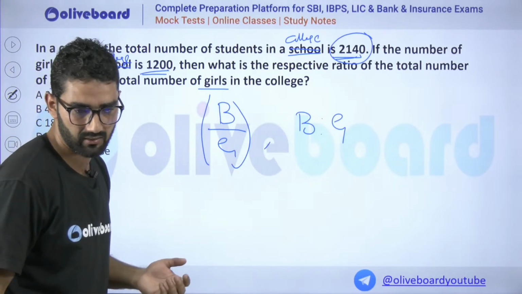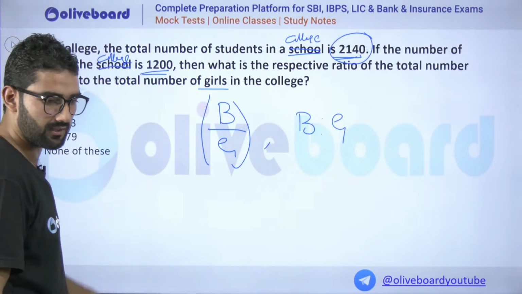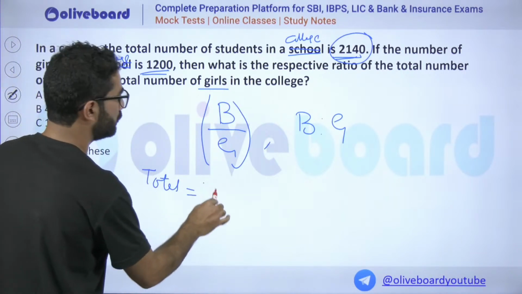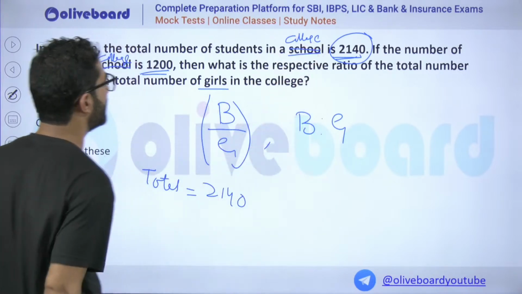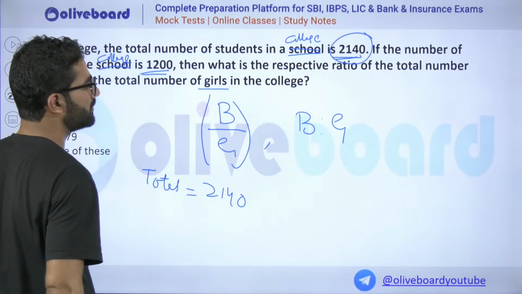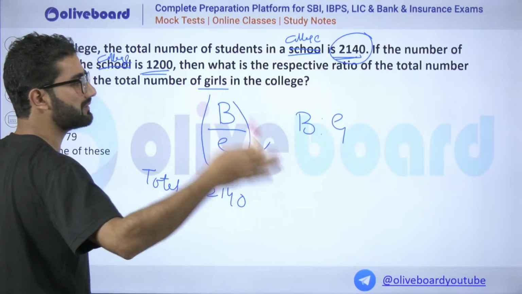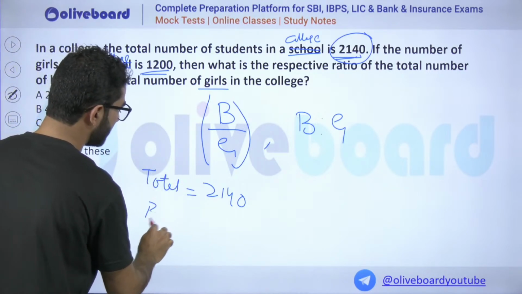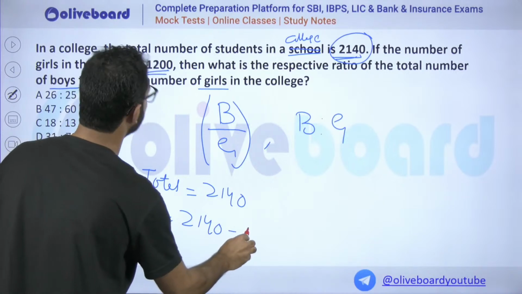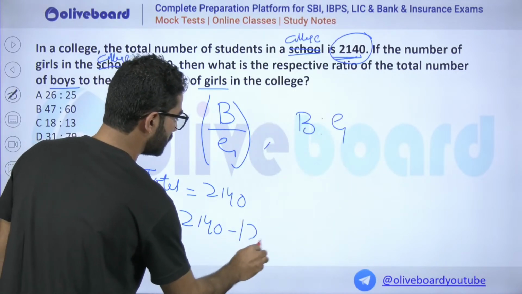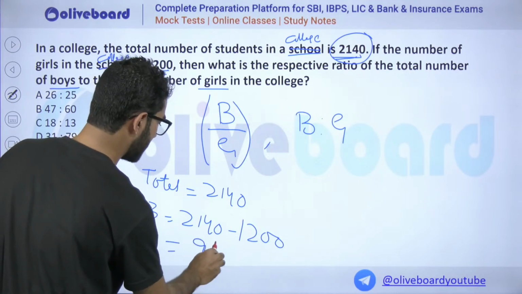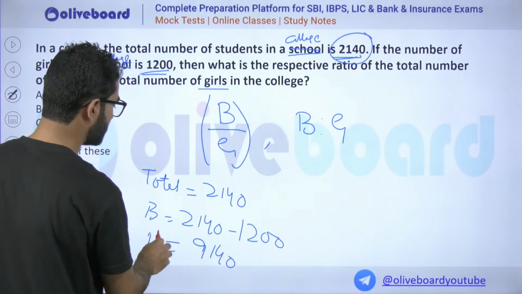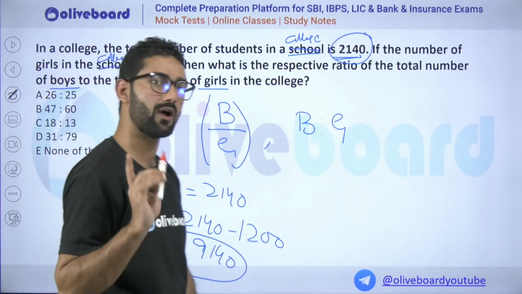So B is the correct option. Let's see. The total is given as 2140. Total is boys plus girls. The number of girls is given as 1200. So boys could be how much? It will be total 2140 minus girls 1200. If we subtract, it will be 940. So we have 940 boys in the college.